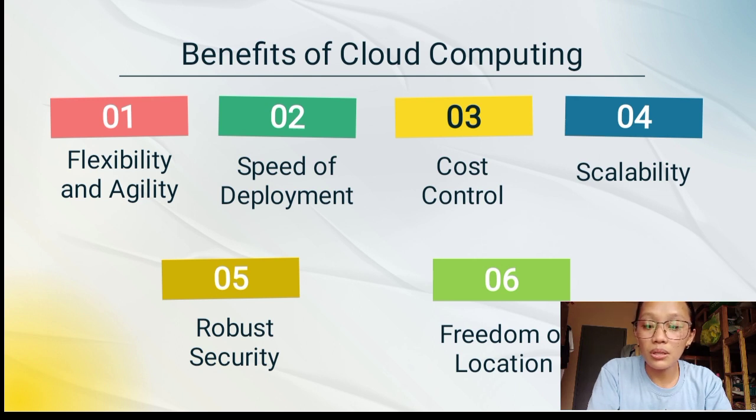Next is robust security. The main objective of cloud computing security is to minimize the risk that organizations face continuously and ensure business continuity even in the face of an attack. Encryption is one of the best ways to secure a cloud computing system. Last is the freedom of location, which means that a user is able to access the cloud service anywhere, regardless of his or her location.